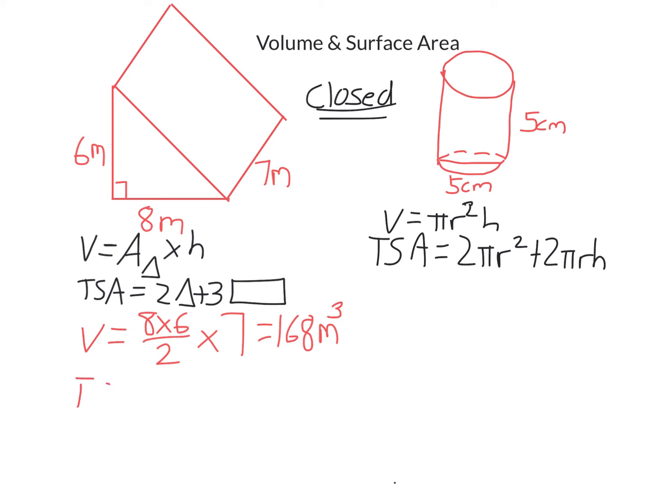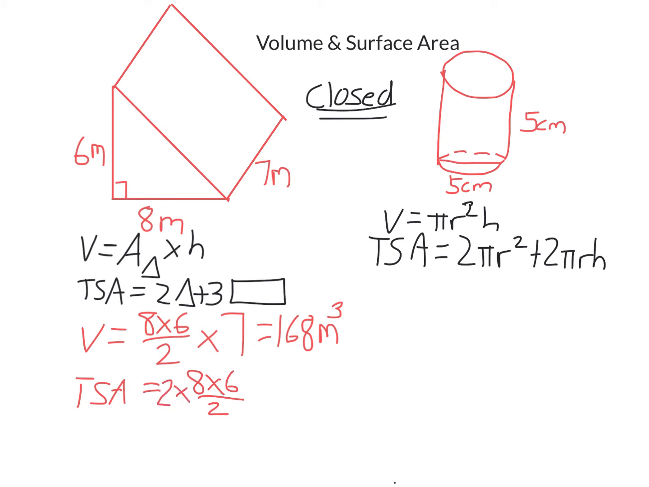So let's look at finding the total surface area. That's what TSA stands for. Any triangular prism has 2 triangles, one at the front, one at the back, and 3 rectangles. We've already figured out that the area of the triangle is 8 times 6 over 2. I'm going to times that by 2 because there are 2 triangles.